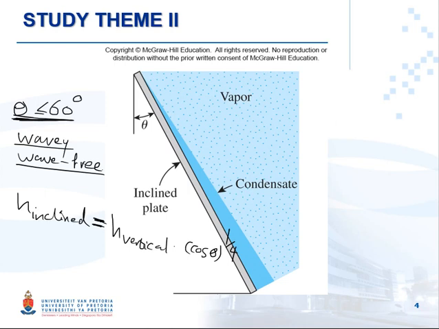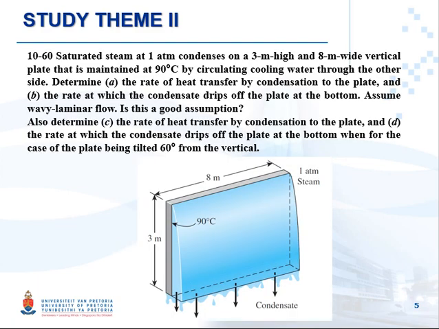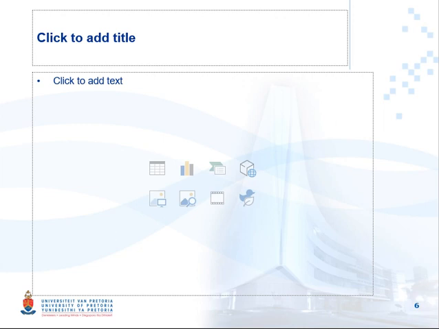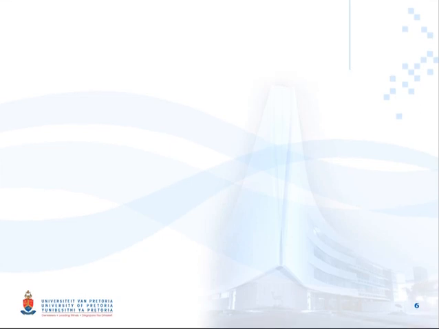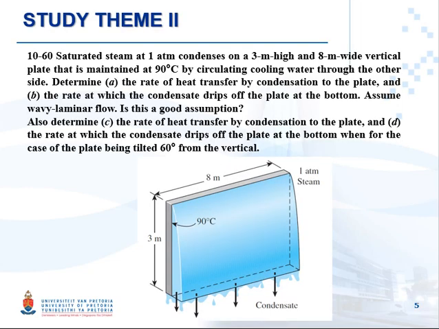We talked a lot about condensation, but let's solve one example and see how all that knowledge can be put into practice. So there is question 10.60 of your textbook. Let me just create some free pages to be able to start solving. Yes, here. Okay. Saturated steam at 1 atmosphere condenses on a vertical plate, maintained at 90 by circulating cooling water through the outer side.